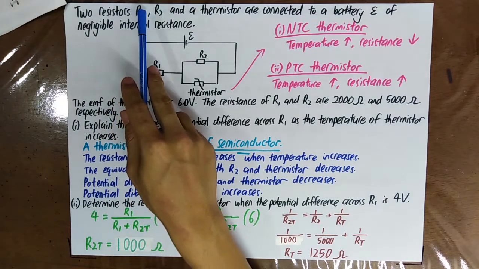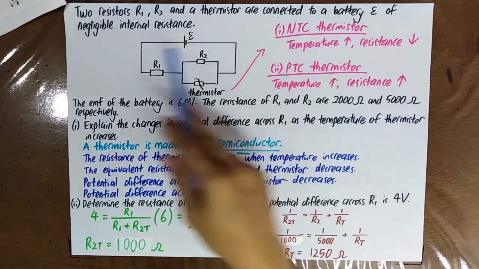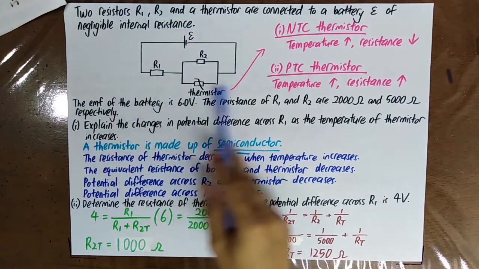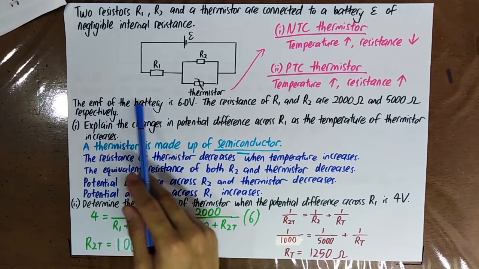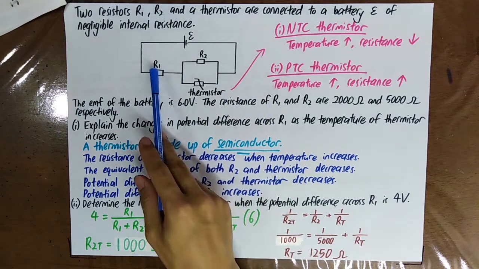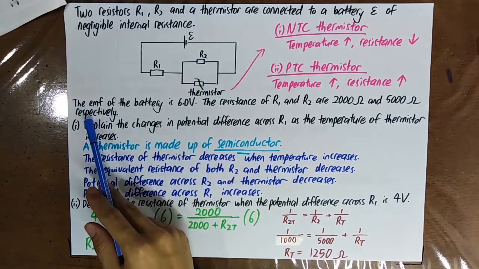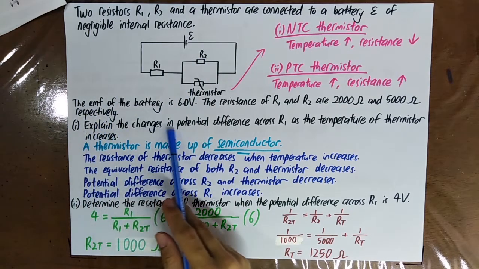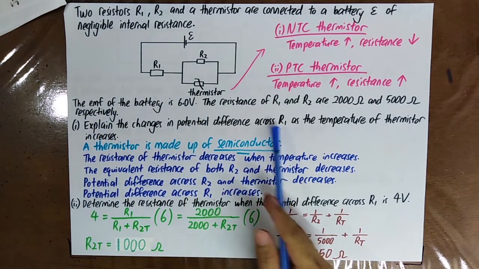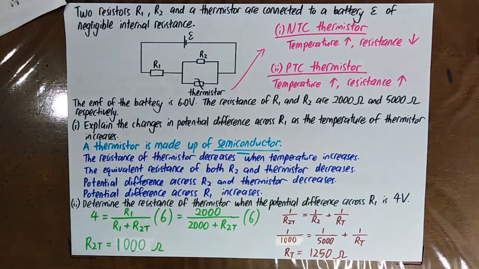Two resistors R1 and R2 and a thermistor are connected to a battery E of negligible internal resistance. The EMF of the battery is 6 volt. The resistance of R1 and R2 are 2000 and 5000 ohm respectively. Explain the changes in potential difference across R1 as the temperature of the thermistor increases.